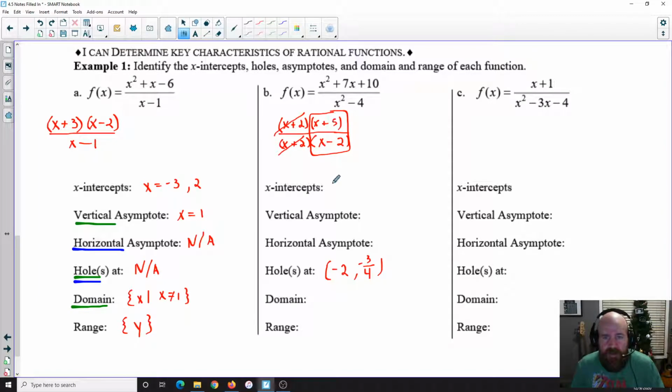X-intercepts, anything remaining on top, we set equal to 0. Solve for x. And then vertical asymptote we know would be at x equals 2 from the bottom.